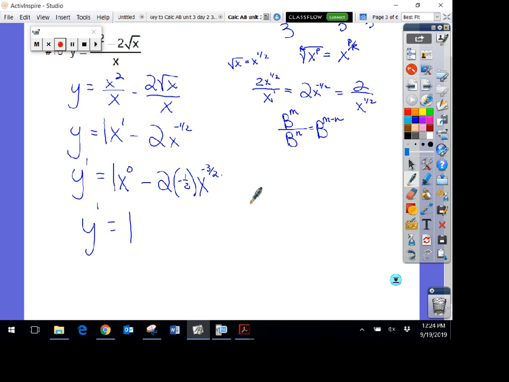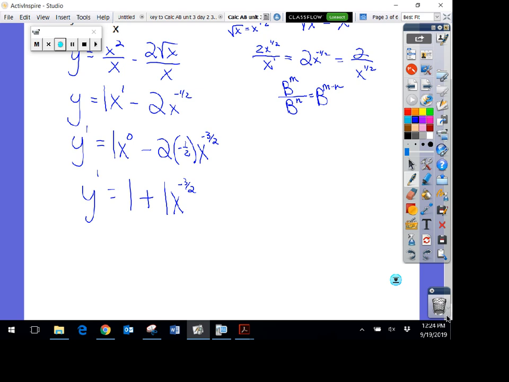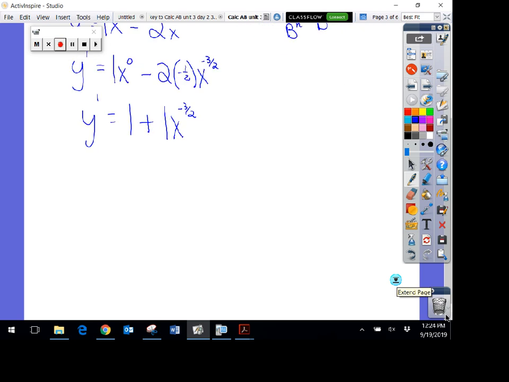Some of you will want to write this step, some of you won't. Now we can clean that up. Negative times a negative is a positive. 2 times 1/2 is 1. X to the negative 3 over 2. Obviously you have to have this 1. The 1 in front of the x won't usually be there. Now, again, let's say the direction said no negative exponents, then y prime equals 1 plus 1 over x to the 3 over 2.